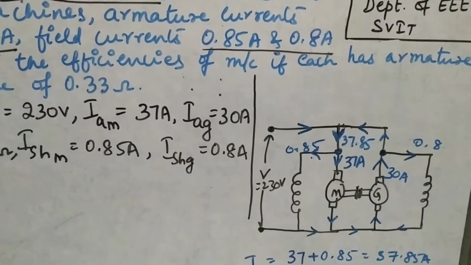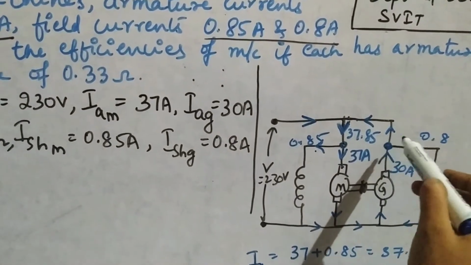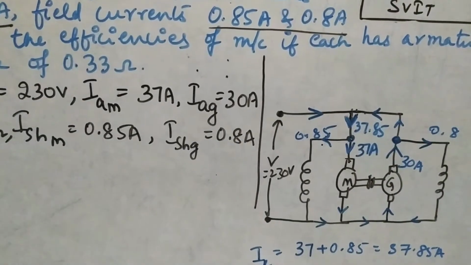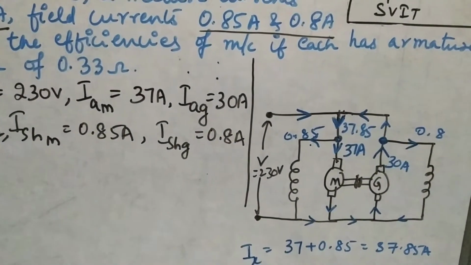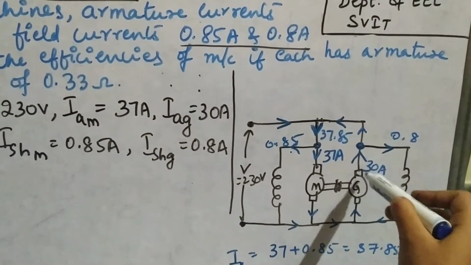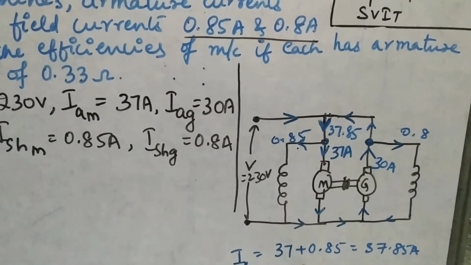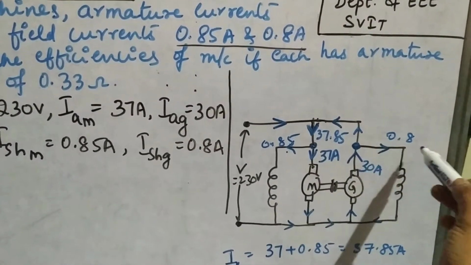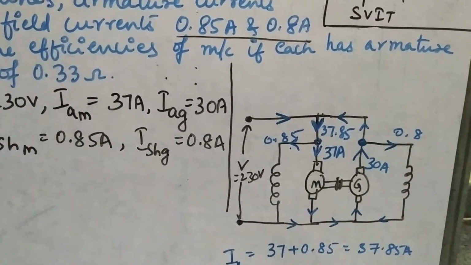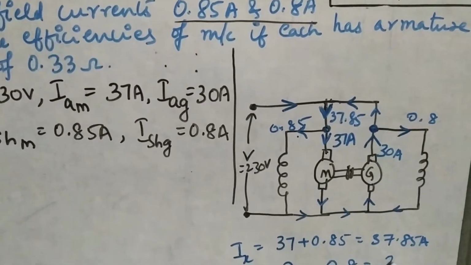Now similarly, let me take this node, consider this generator, this node, and find out this current Iy. So here, what is the direction I am getting? This current is entering, so it is positive, and this current is leaving outward, so it is considered as negative. So what will be the answer here? We will get around 29.2.